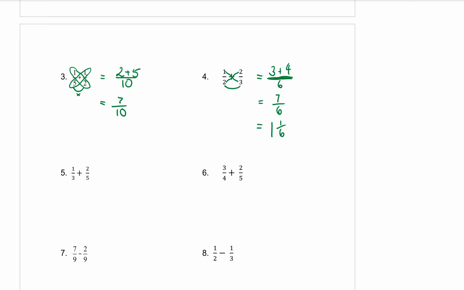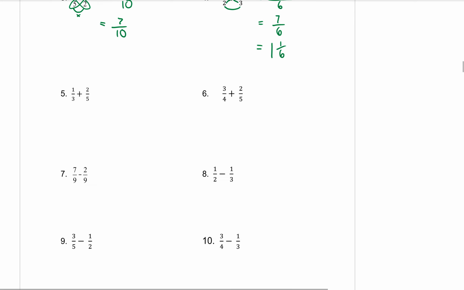Let's do it again. Question 5. First of all, multiply. 3 times 5 is 15. Starting with the top left-hand side, 1 times 5 is 5, plus, then diagonally the other way, 2 times 3 is 6. Add the top numbers together. 5 plus 6 makes 11 over 15.